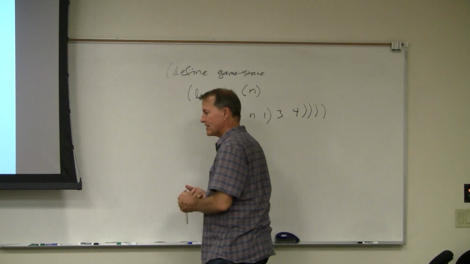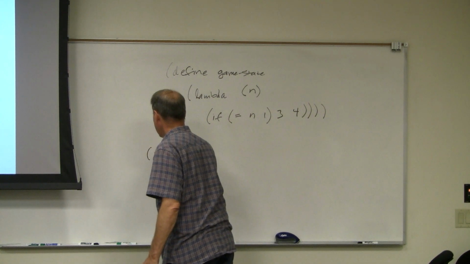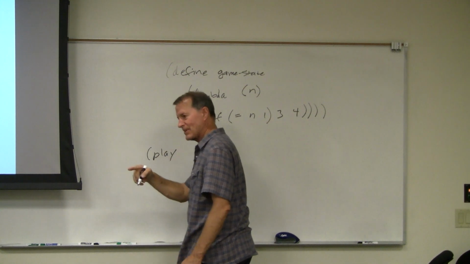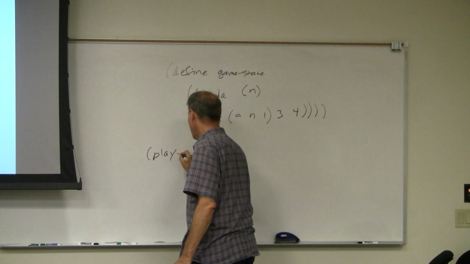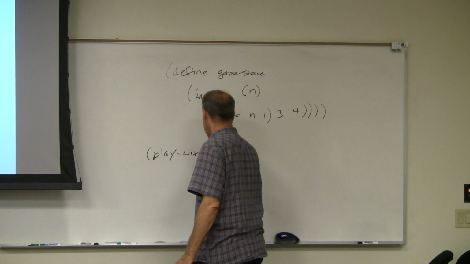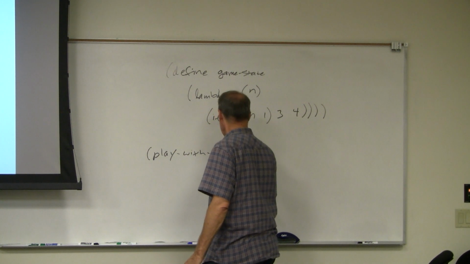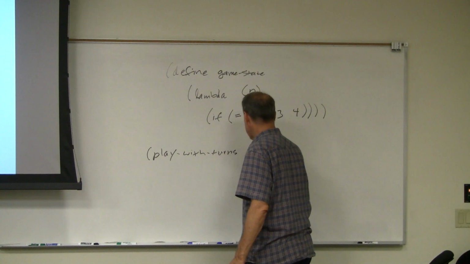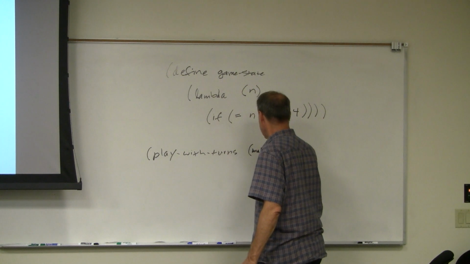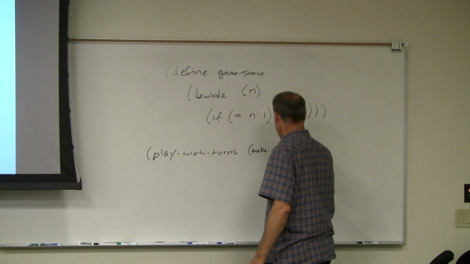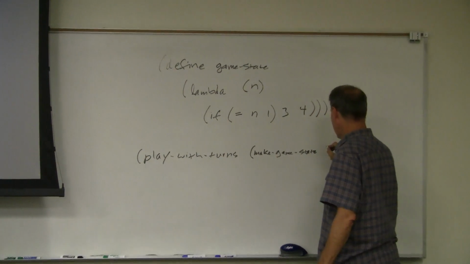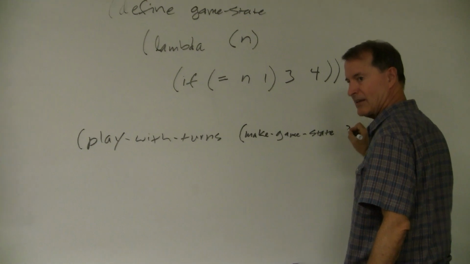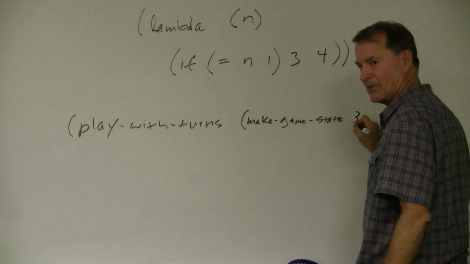Yeah, actually, maybe we should write that down. Figure out where it all started. Maybe that's where it all starts. So it was play with turns, and then what was it? It was parentheses what? Make. Remember how we started this? Make game state. And then what did we say here? Didn't we use like 3 and 8? 3 and 4. 3 and 4?